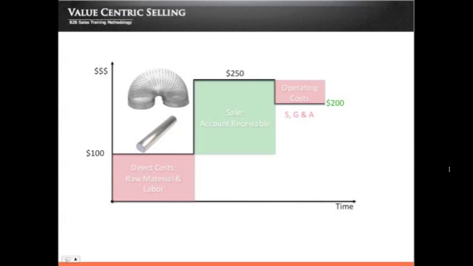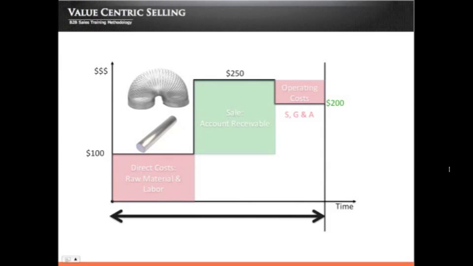Now let's take a closer look at that $200. And notice that from the beginning to the end, we're going to call that the turnaround period or the turnover period, also known as velocity, which is how fast I can convert my investment from raw material back into a profitable venture. In this case, let's go ahead and break out the two costs.